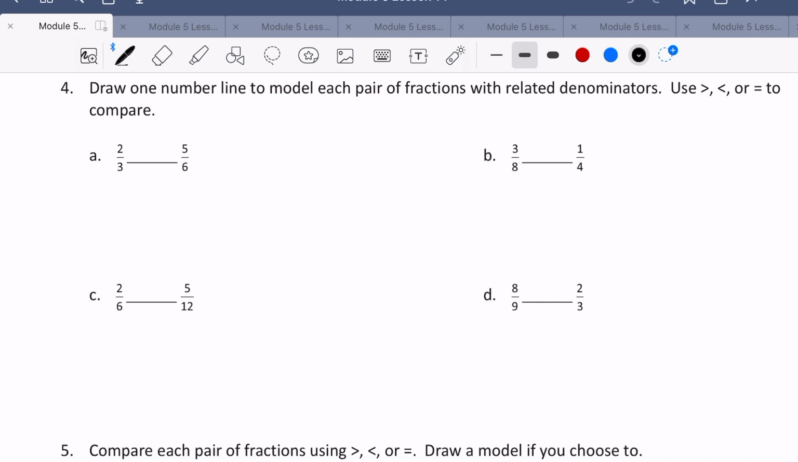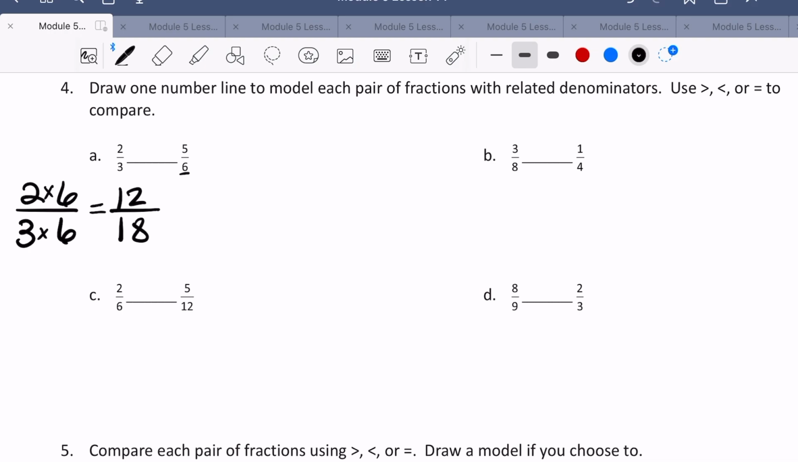When we compare fractions, we have to make sure our denominators are the same. Because 2/3 has a 3 in the denominator and 5/6 has a 6 in the denominator, we're going to have to make them the same before we can compare. To do that, we take 2/3 and we times it by the opposite denominator, which is 6. So 2 times 6 equals 12, and 6 times 3 equals 18.